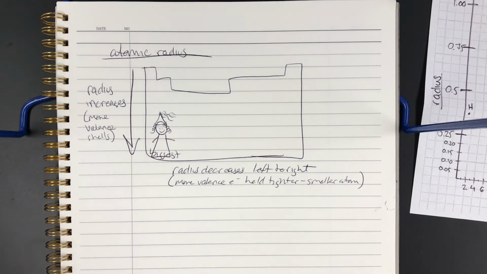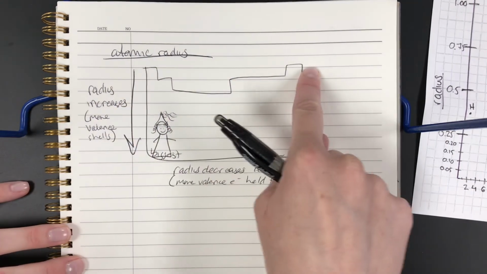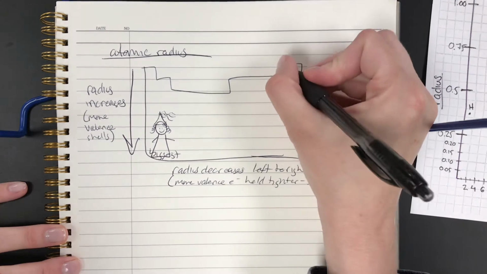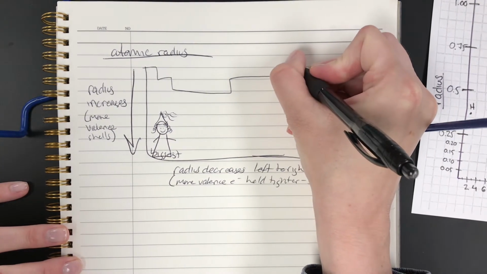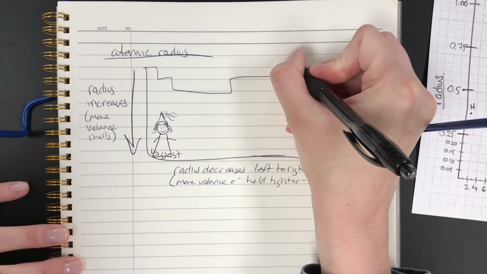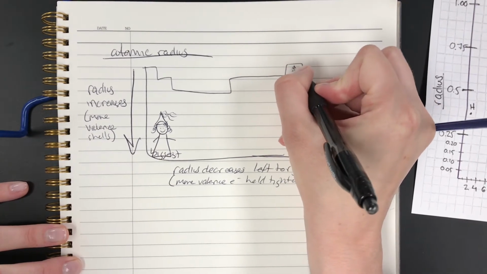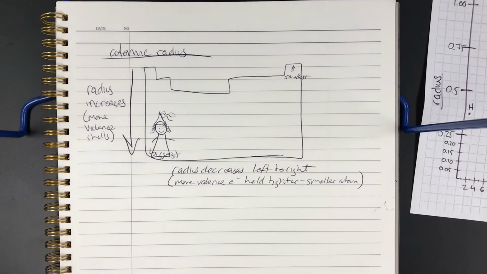Where does the smallest princess live? Top right, because radius increases as you go down, so it's got to be at the top, and radius decreases as you go from left to right. So the smallest princess lives up there. That's the smallest princess.